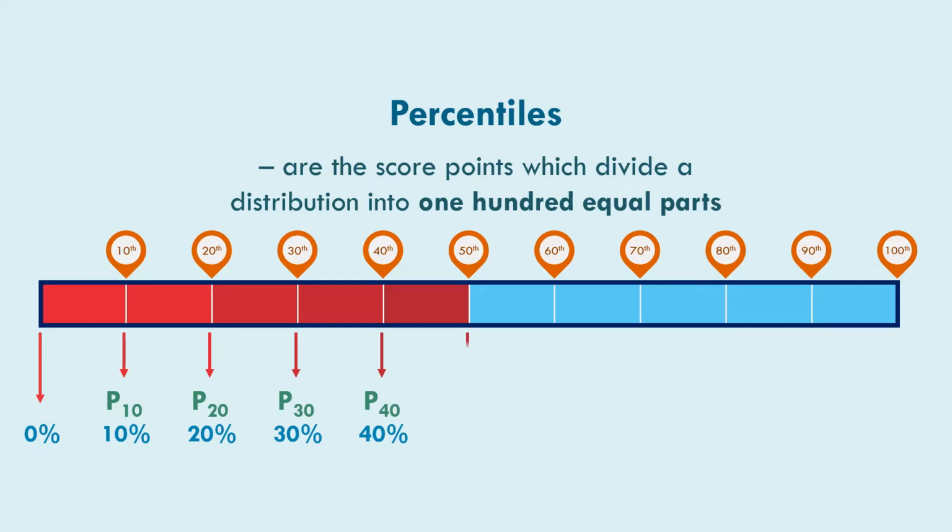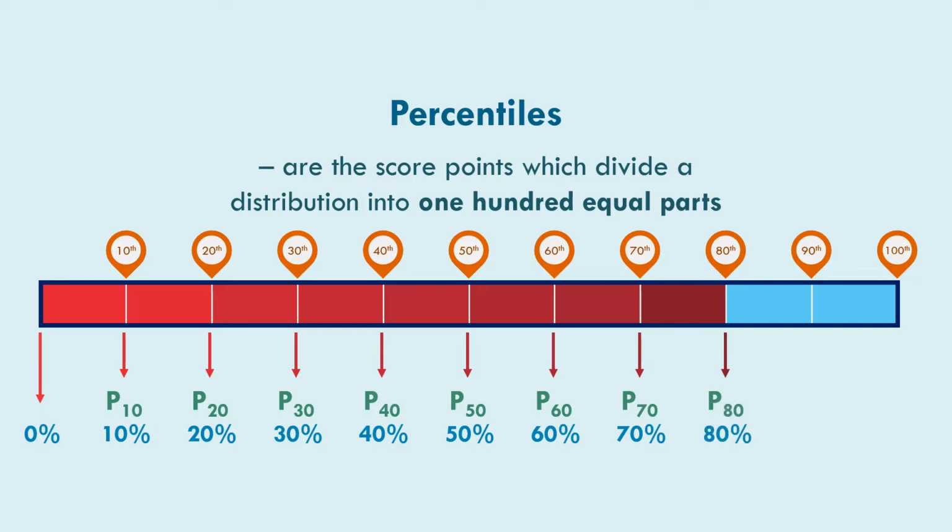Percentile sub 40. 50%, that is percentile sub 50. 60%, that is percentile sub 60. 70%, that is percentile sub 70. 80%, that is percentile sub 80. 90%, that is percentile sub 90. And then 100%.